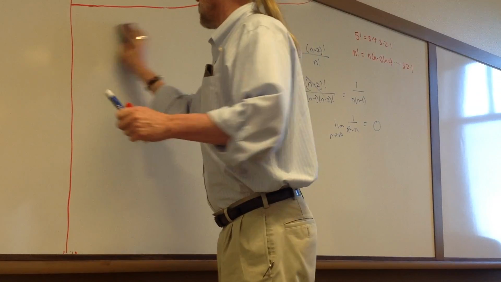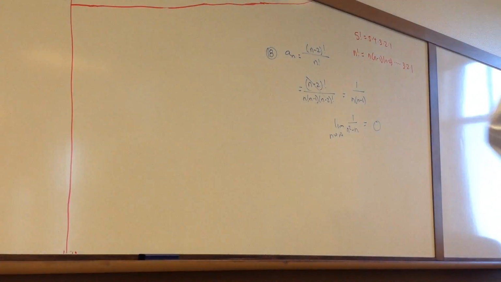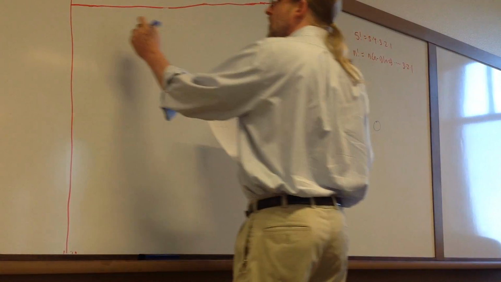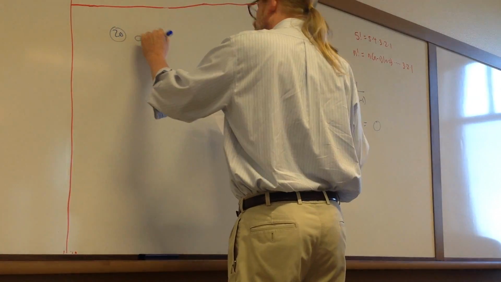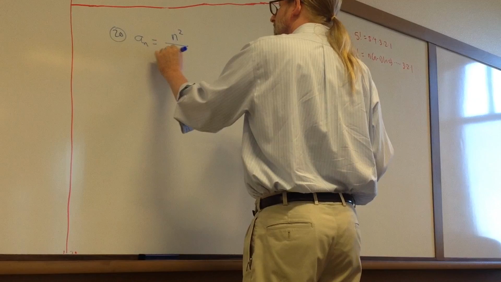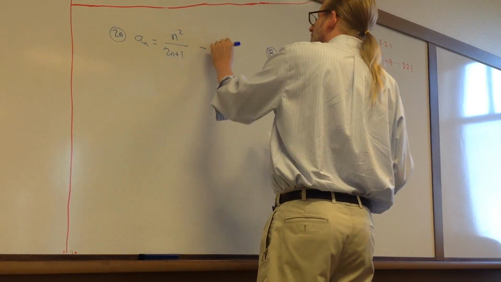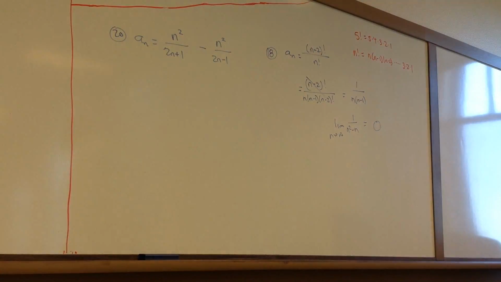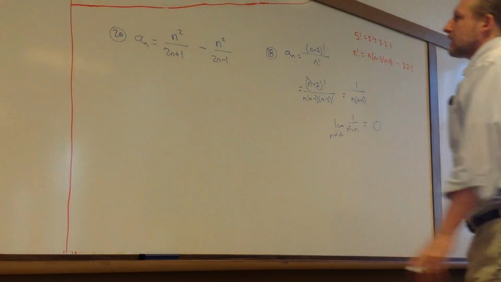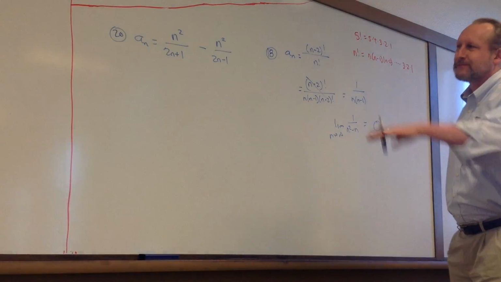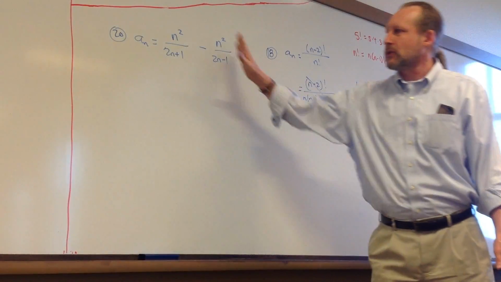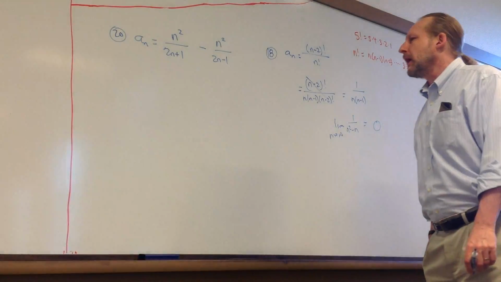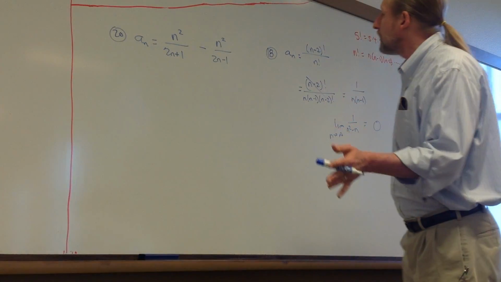All right, let's see what's happening in problem 20. Oh, this is kind of an interesting problem. A sub n, n squared over 2n plus 1 minus n squared over 2n minus 1. Okay. Well, let's see here. It's kind of hard to reason your way into what's going to happen between these two fractions here.